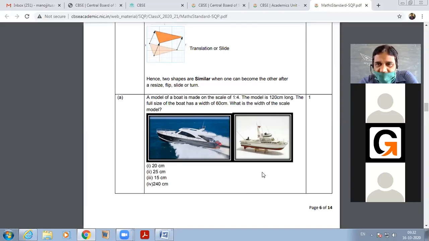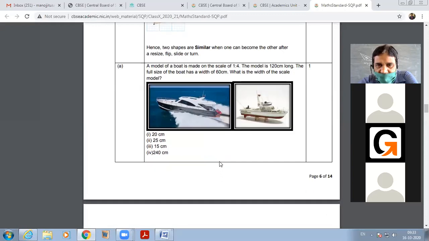Okay. So like this, 1:4, the ratio you know. And length of the model also you know. And the full size of the boat has a width of 60 centimeter, it is given. What is the width of the scale model, it is asked. Tell me what it can be. 240, sir. 240, 1:4. 240 centimeter.